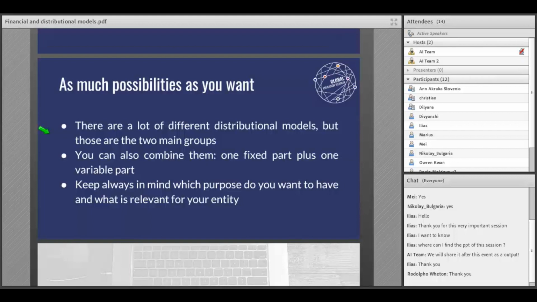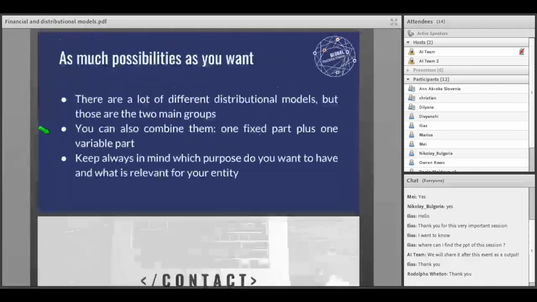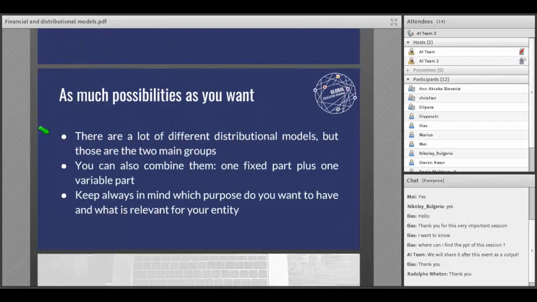Now, those types of models that I just introduced are usually the common ones. You can make your models a lot more complicated. You can use more drivers, as these are not the only types of models that you could use. There are a lot of distribution models, but those are the two main groups. You can also combine them, one fixed part plus one variable part. Also keep in mind which purpose you want to have and what is relevant for your entity.